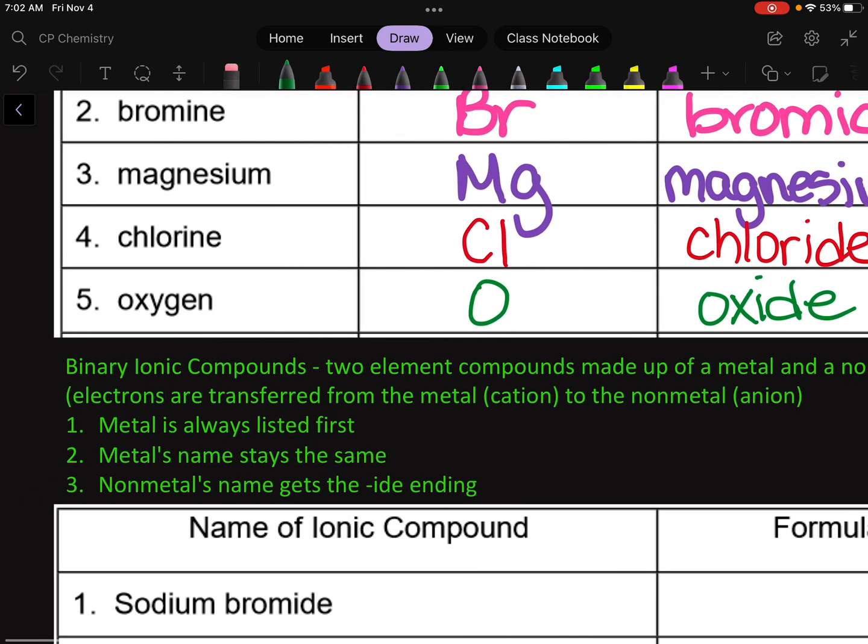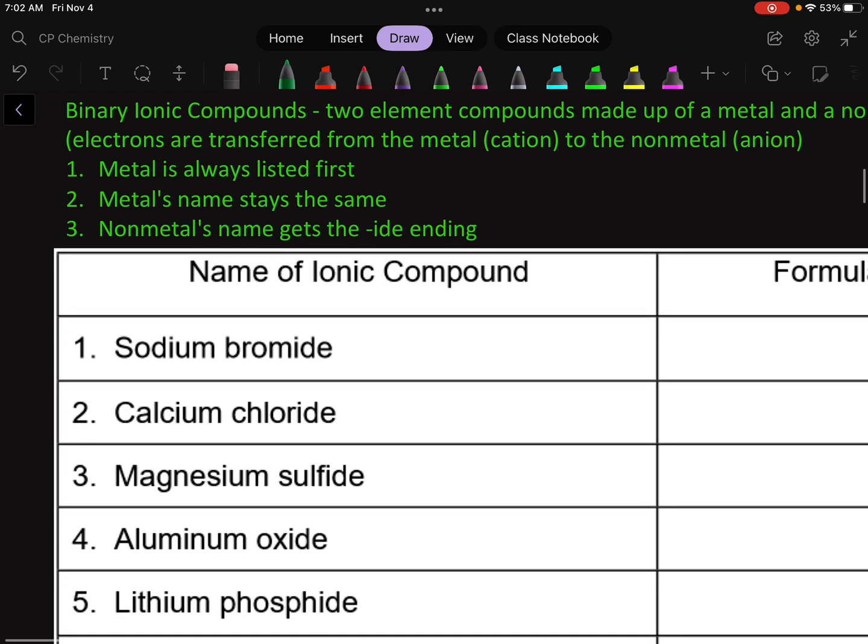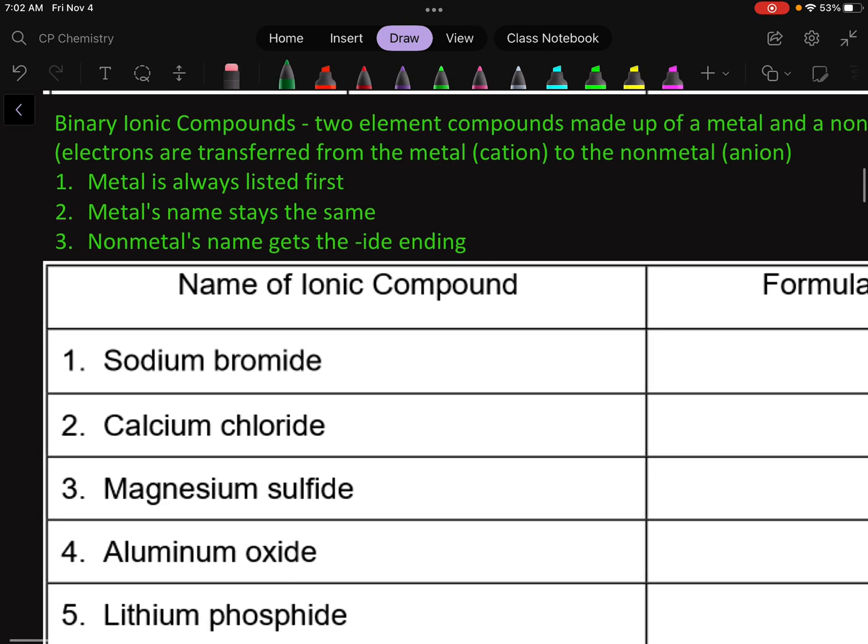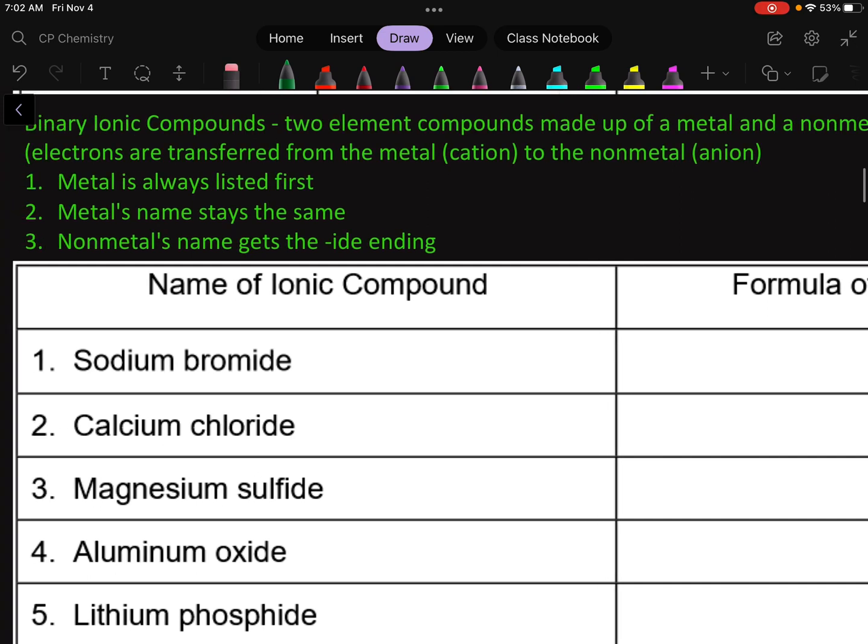All right, moving on to binary ionic compounds. Binary, bi is 2, so these are 2-element compounds made of a metal and a nonmetal. Since it's ionic, it's a metal and a nonmetal. The metal gives its electrons to the nonmetal, and they're transferred. So the metal is the cation, and the nonmetal is the anion.